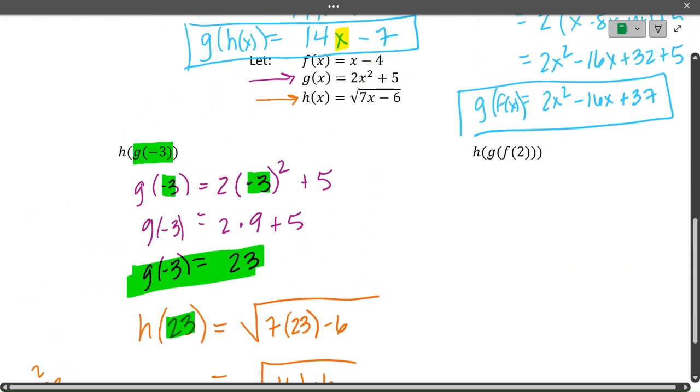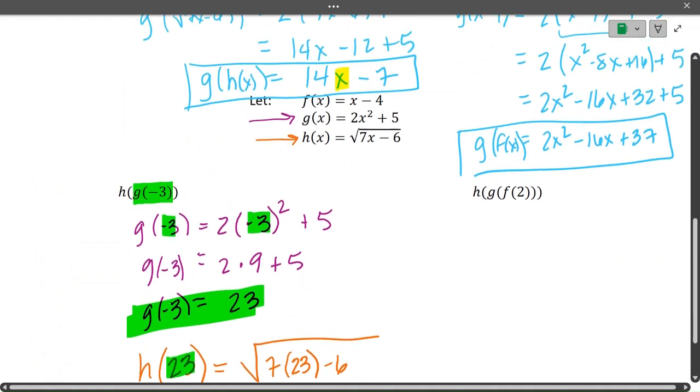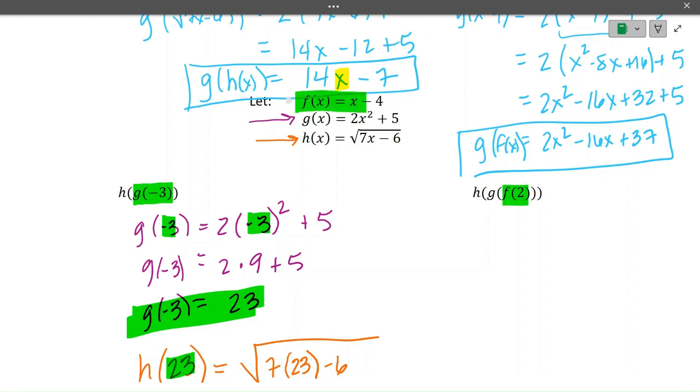Let's do one more. This is a composite of 3 different functions. So we're working from the inside out. So we start with f of 2. So we're going to find out what f of 2 is. You guys can probably do that in your head, but I'm going to write it out for us. Everywhere I saw x in my f equation, I put in 2, and that led me to a value of f of 2 equal to negative 2.